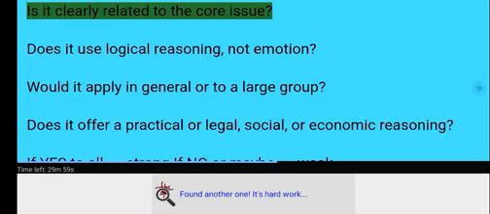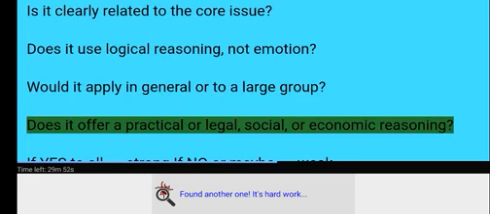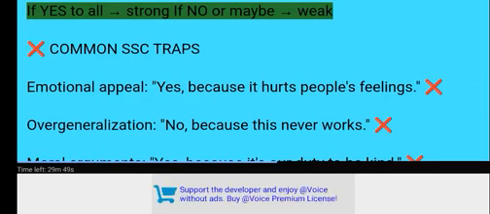Ask yourself: Is it clearly related to the core issue? Does it use logical reasoning, not emotion? Would it apply in general or to a large group? Does it offer practical, legal, social, or economic reasoning? If yes to all, strong. If no or maybe, weak.